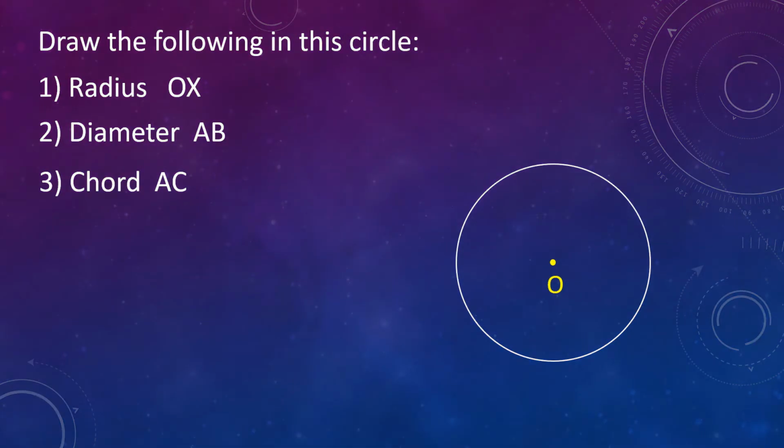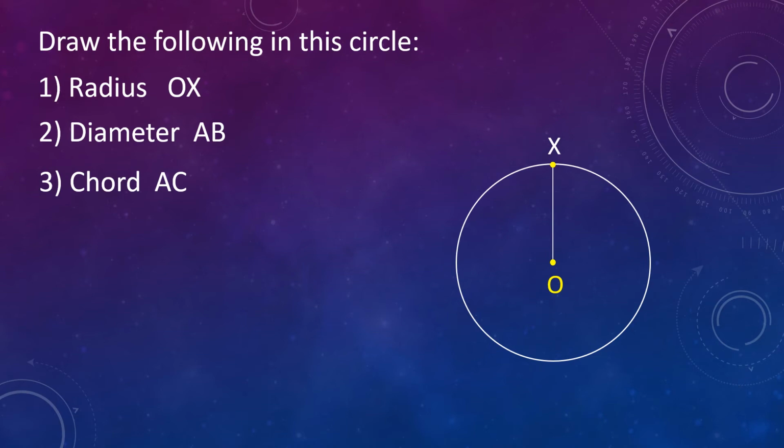Let us solve one more question. Draw the following in this circle. Number 1. Radius OX. Look at the circle given here. O is the center and take one point X on the circle. Then join OX. The line segment OX is called a radius of the circle. That means radius is a line segment joining the center of a circle to any point on the circle.